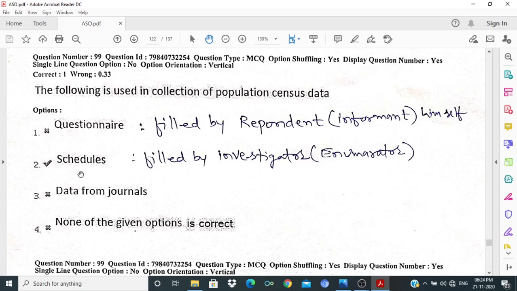Questionnaire and schedule are the formats which contain questions related to the survey, whereas a questionnaire is filled by the respondent or informant himself, but a schedule is filled by the investigator or enumerator.